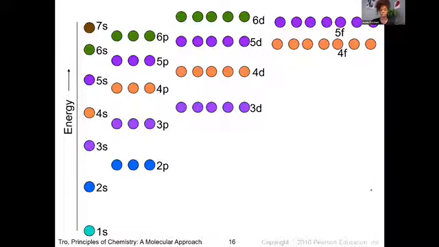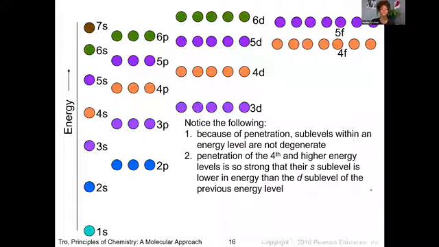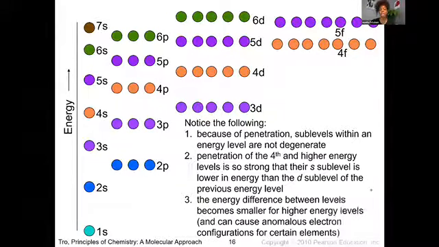higher energy levels. And so some things that we should be noting is that because of penetration, sublevels within an energy level are not degenerate, so they're not equal. And the penetration of the fourth and higher energy level is so strong that the S sublevel is lower in energy than the D sublevel of the previous energy level. And this difference really becomes noticeable as we get higher and higher.